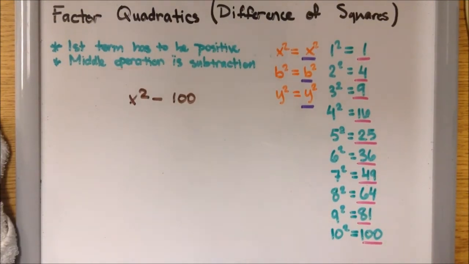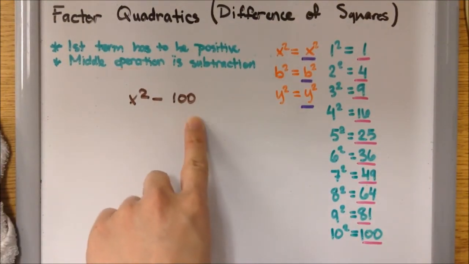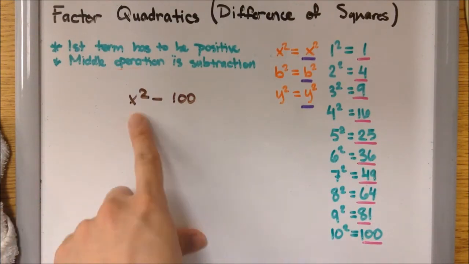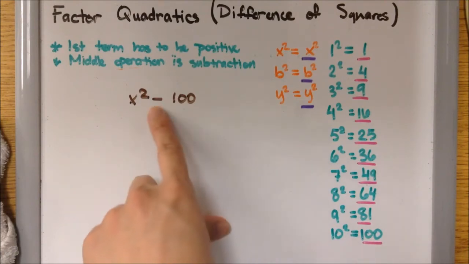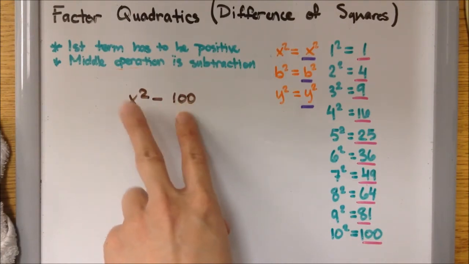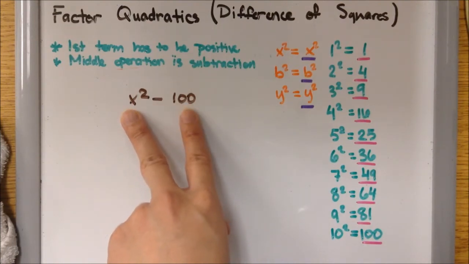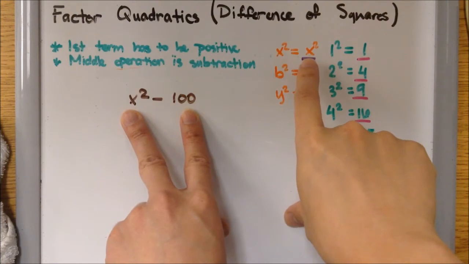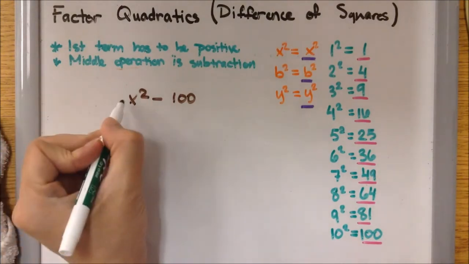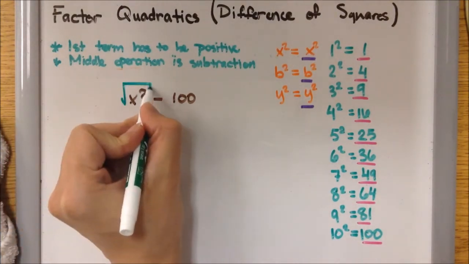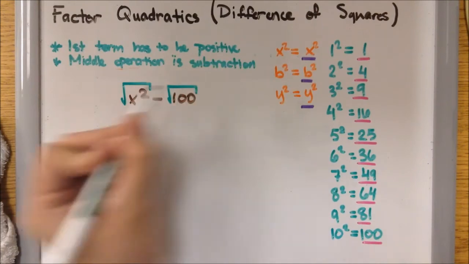Alright, in our second example, we have x squared minus 100. So first, we check if the first term is positive, which it is. The middle operation says subtraction, so that's good. And then the last part: are the first term and the last term perfect squares? x squared, yes, perfect square. 100, yes, perfect square. So that means we can take the square root of the first term and the square root of the last term.